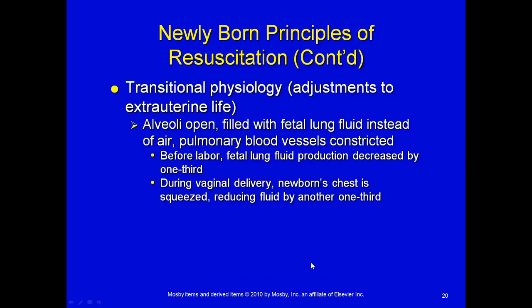The alveoli open, and they're initially filled with fetal lung fluid instead of air. The pulmonary blood vessels constrict, and this all occurs before labor, and the fetal lung fluid production is decreased by 1/3 right before labor. So even before the baby's born, fluid-filled lungs begin to decrease in the amount of fluid that's in there. Then during the vaginal delivery, the newborn's chest is squeezed as it passes down through the birth canal, and that also reduces the fluid by another 1/3. So by the time the baby's delivered, two-thirds of the water that were in the lungs has been removed.